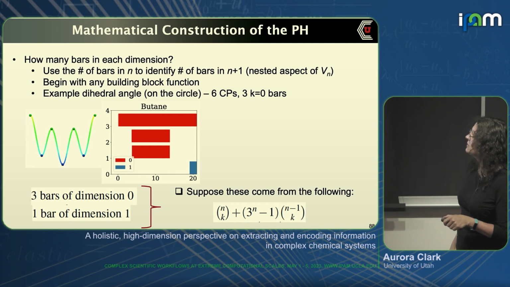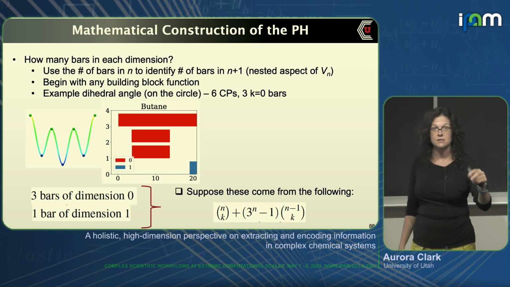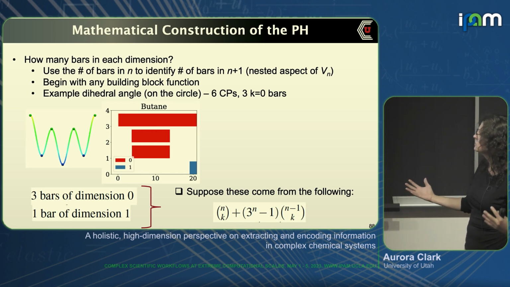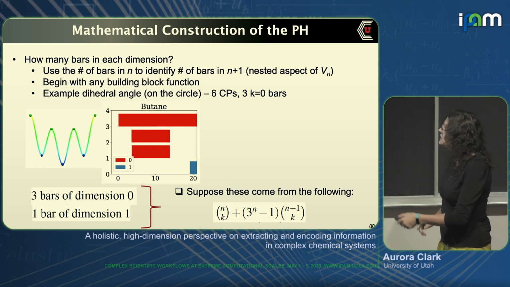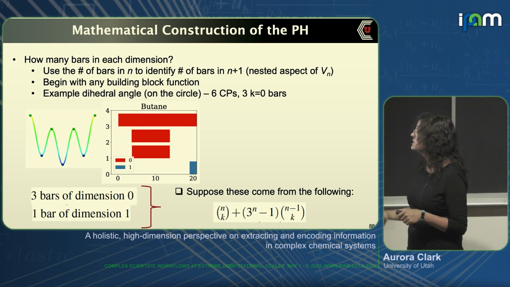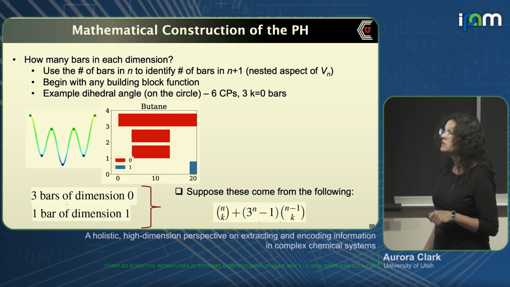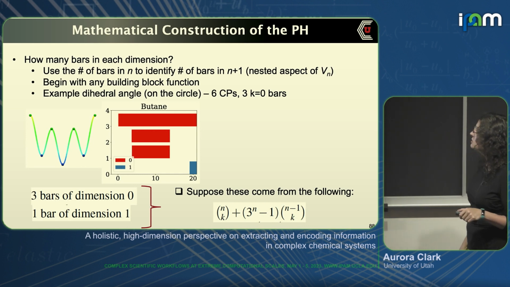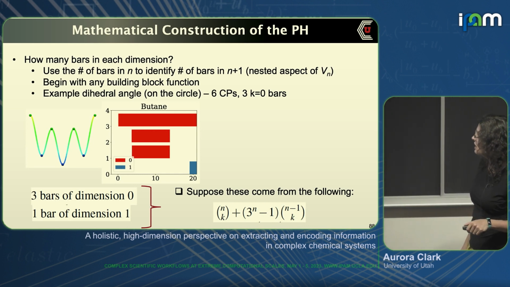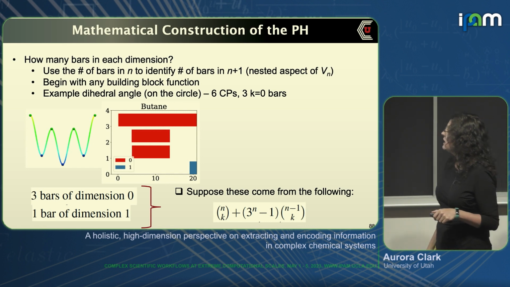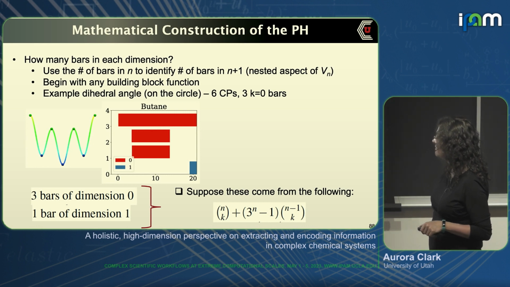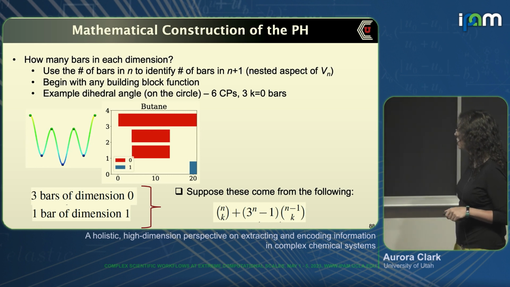Now you can say, okay, now how many bars do I have in each dimension, right? Because I want to keep track of the dimensionality of my bars in order to map out the potential energy landscape. And now I'm going to start using these building block function patterns that I'm leveraging. And so I can start with any building block function. Let's just say I've got my butane, okay? And this has 6 critical points, or 3 k equals 0 bars. So I know how many bars I have of dimension 0 and how many bars I have of dimension 1.